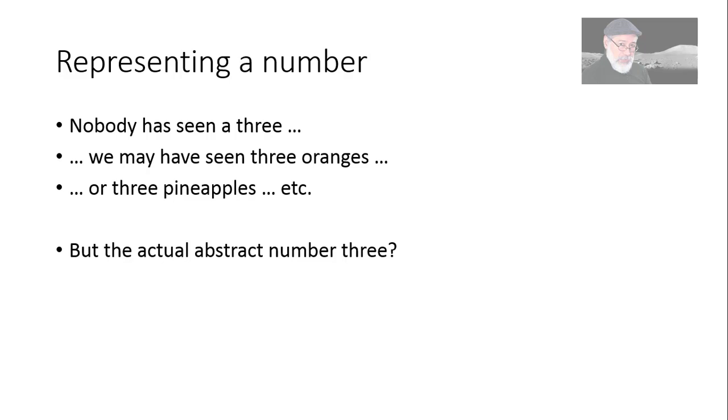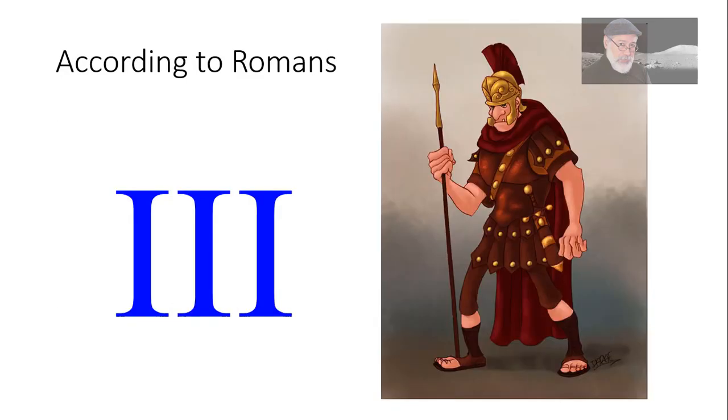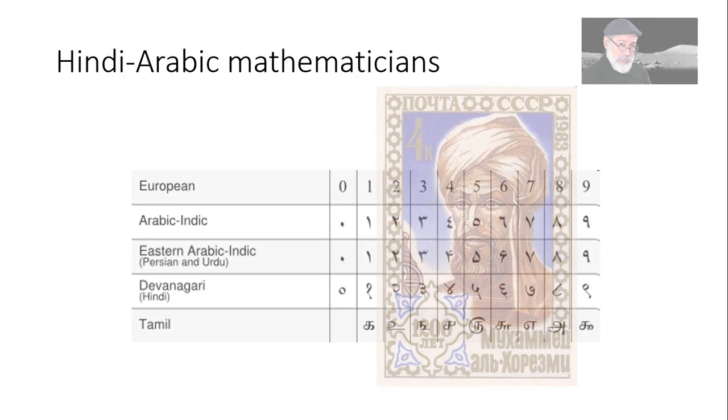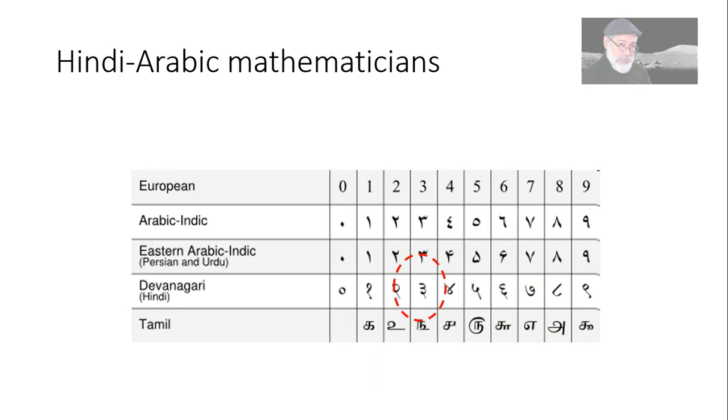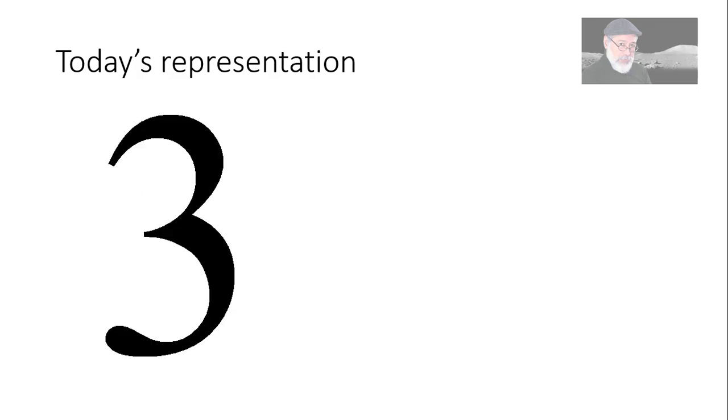We use symbols to represent the number 3, and those symbols have changed along our history. Let's have a look at it. Ancient Romans used to represent the number 3 like that, and ancient Chinese this way. And different regions of the planet have been using different symbols to represent the number 3 until Europeans chose the set on the very top, and since then the whole planet has followed suit and represents the number 3 this way.